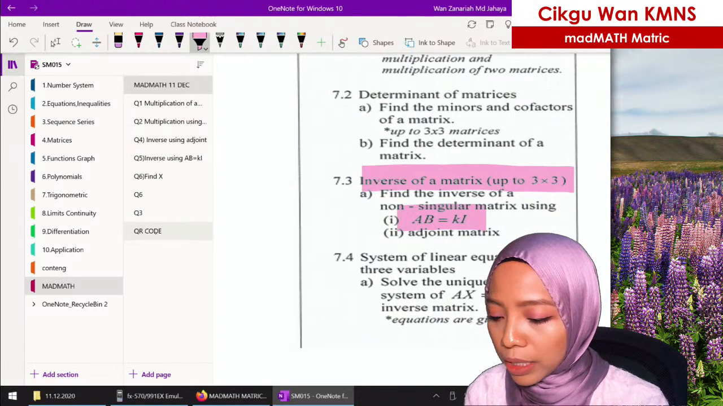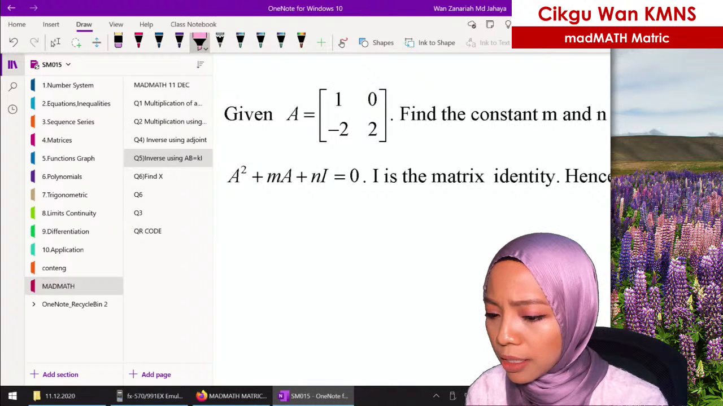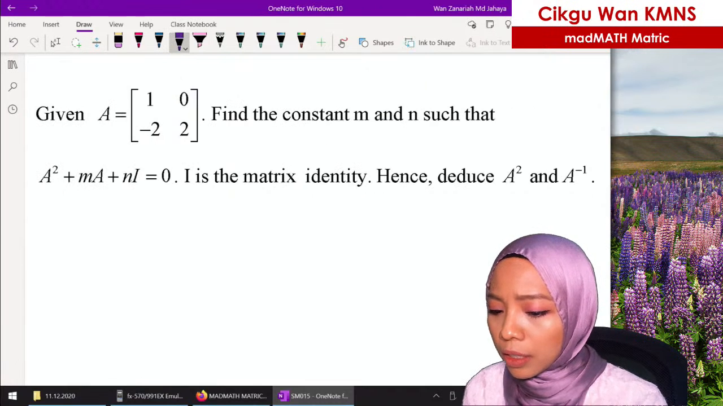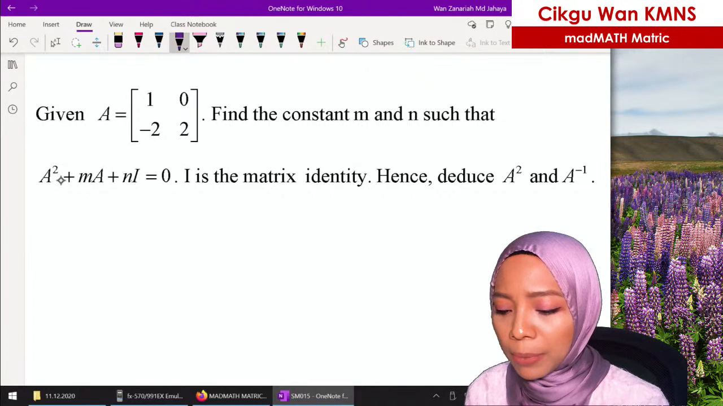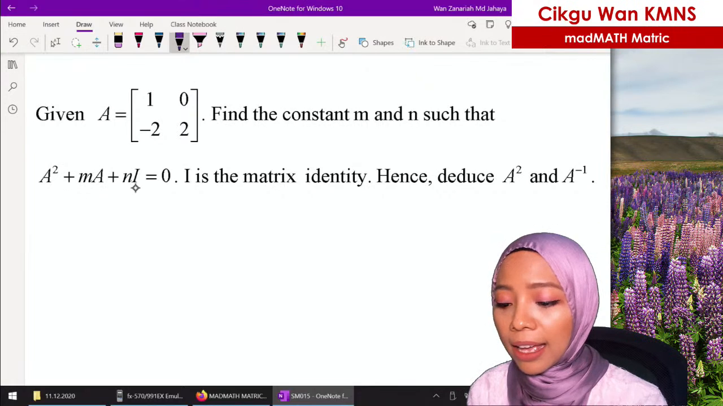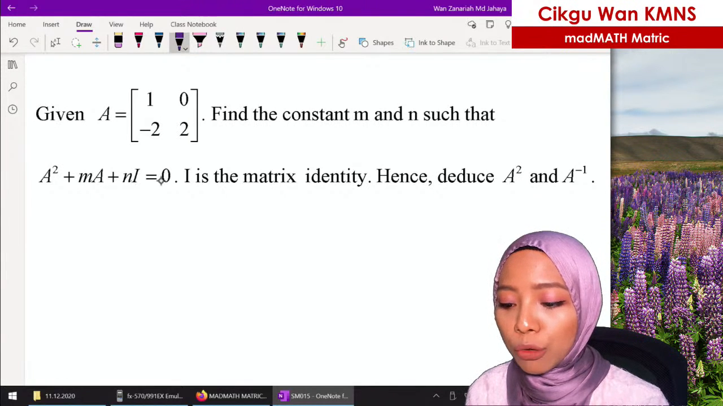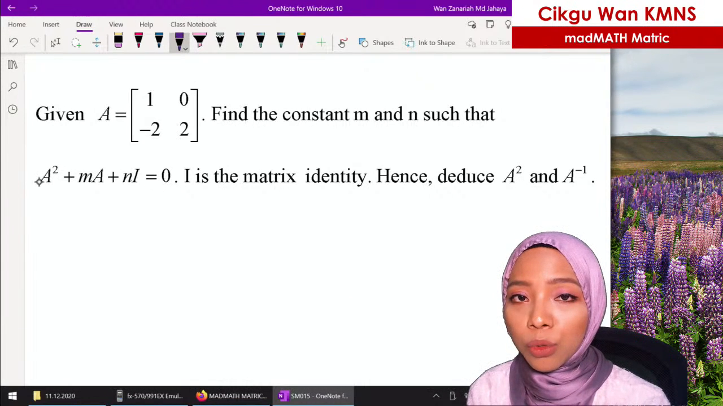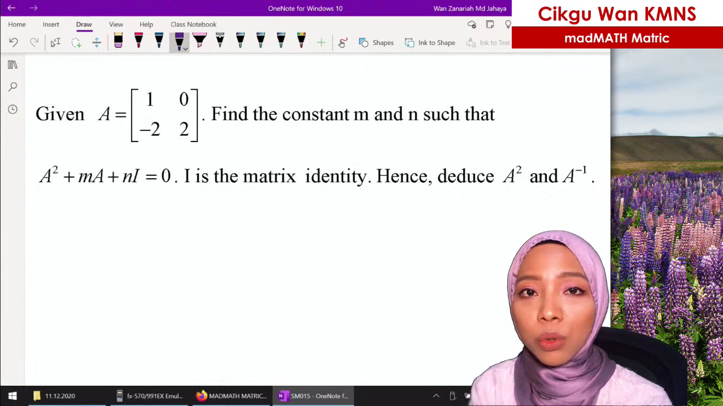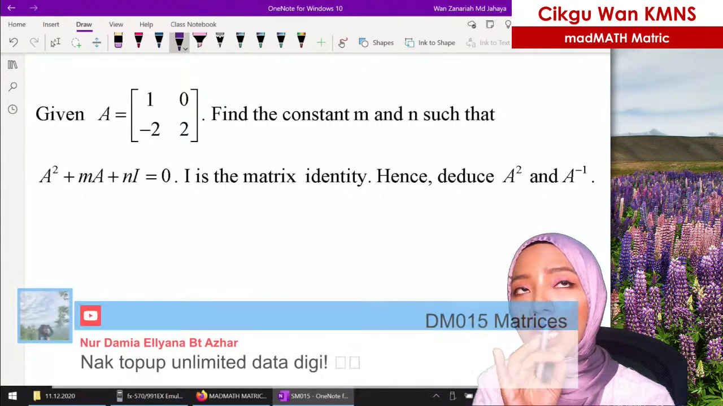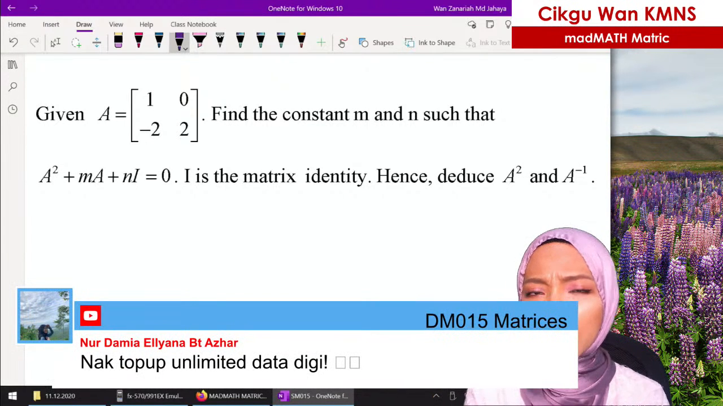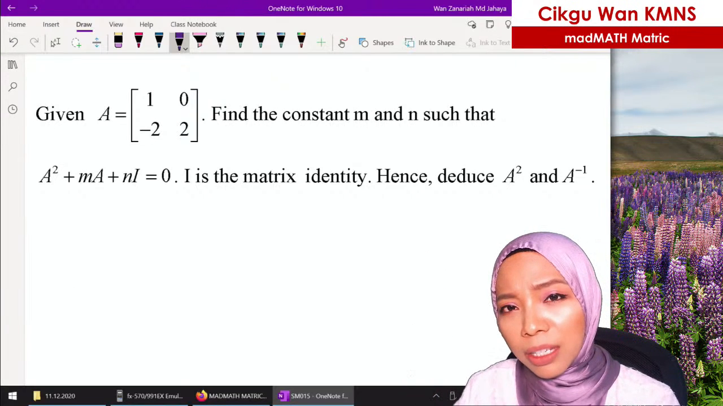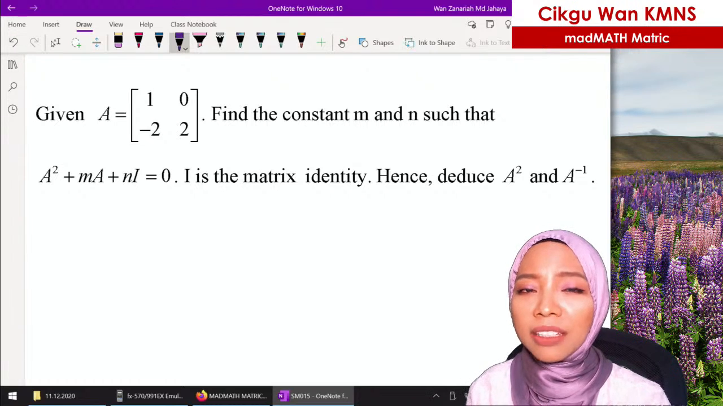Okay, mari kita tengok apa yang kita dapat di sini. Such that A square plus MA plus NI. Ini apa? Identity. Equals to 0. Zero matrix. Kalau matrix itu 2 times 2, so 0, 0, 0, 0. Kalau A itu 3 times 3 matrix, dia mestilah 3 times 3 yang dipenuhi dengan nilai kosong pada elemennya.